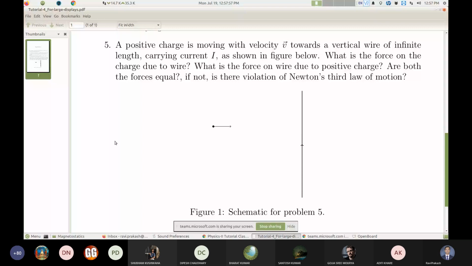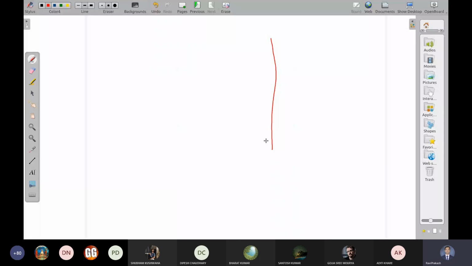Okay. So you are saying something like this. So this is wire. I am not asking you to do any calculation here. If calculation is difficult, don't do it. Actually, I want you to search the internet for this problem. If you find any satisfactory solution, let me know.